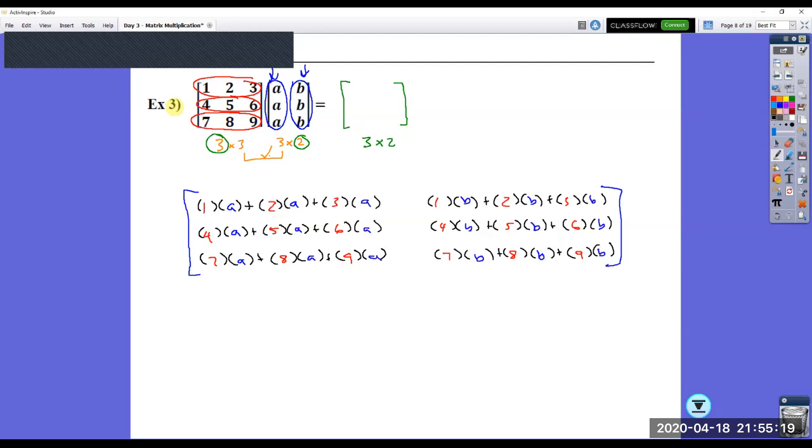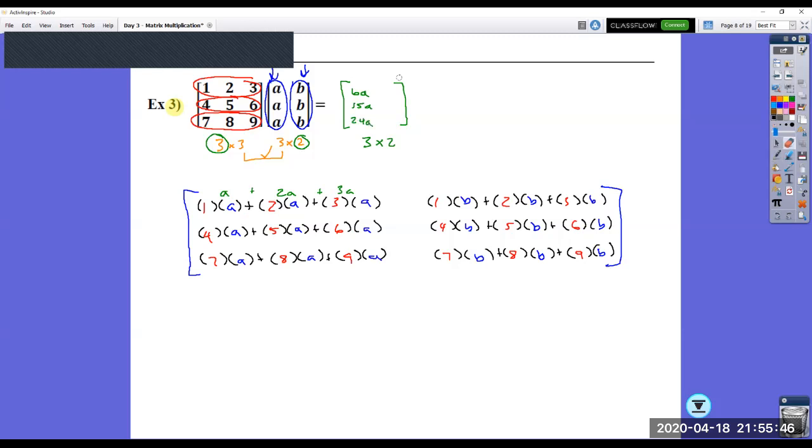And we can just simplify this. I know that this is 1A, this is 2A, this is 3A, and add this together. 1 plus 2 is 3, plus 3 is 6A. 4A plus 5A plus 6A, that's going to be 9 plus 6, 15A. 7 plus 8 is 15, plus 9 is 24.